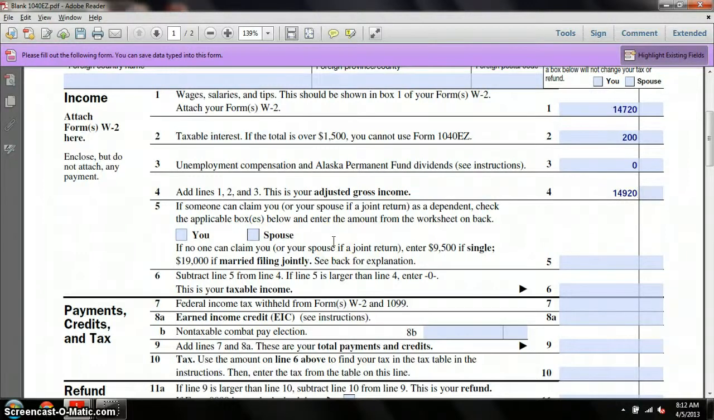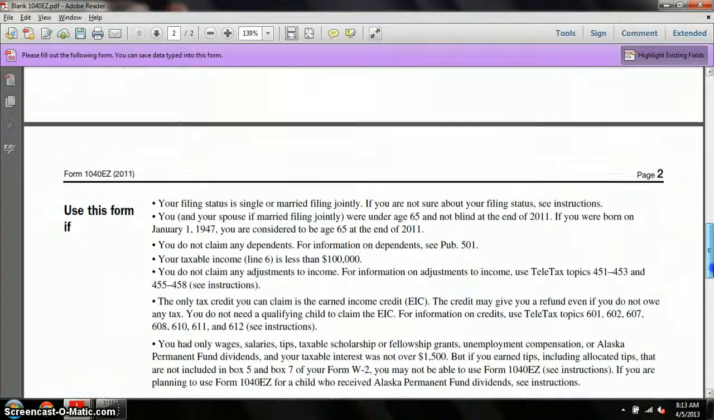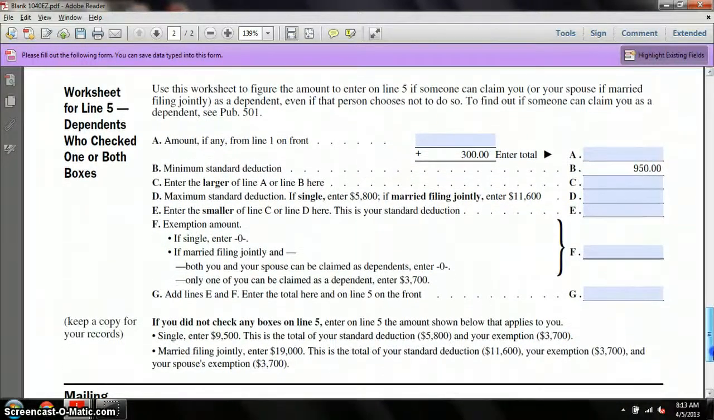All right, step 5. If someone can claim you or spouse as a dependent, check the applicable box below and enter the amount from the worksheet on the back. So let's say that somebody could claim Roberto as a dependent. We're going to check the box here that says you. And now we have to go to the back of the worksheet. So we come all the way to the back here. And here it says worksheet for line 5, dependents who checked one or both boxes. First we start off with the amount, if any, from line 1 on the front. Remember that was $14,720 plus $300, which would give us $15,020.